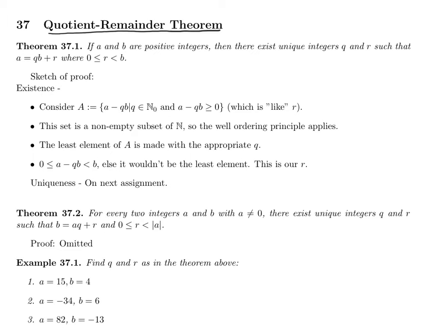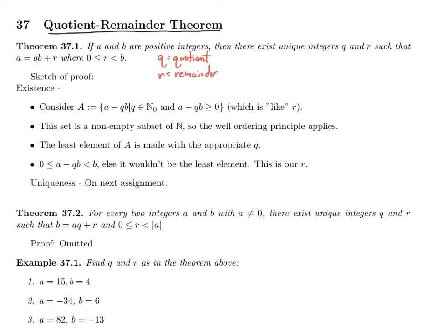So let's talk about this more precisely. Let's say we have two positive integers. Then there exist unique integers q and r such that we can write a as q times b plus r, where r is some remainder. So r is between 0 and b, inclusive of 0, exclusive of b. You're thinking of q as your quotient and r as your remainder.